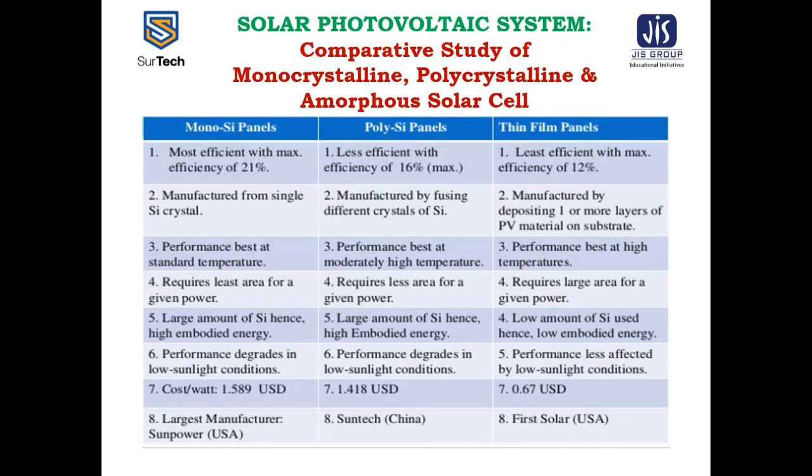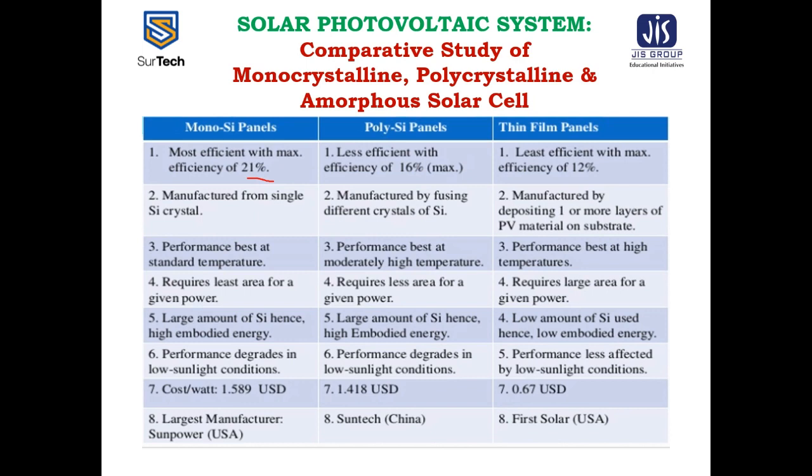Now at last, there is a comparative study of the monocrystalline and the polycrystalline and the amorphous, that is thin film solar cell. Most efficient, the monocrystalline silicon solar cells are most efficient with the maximum efficiency of 21%. Polysilicon is less efficient with 16% efficiency, and the thin film solar cells have 12% efficiency.